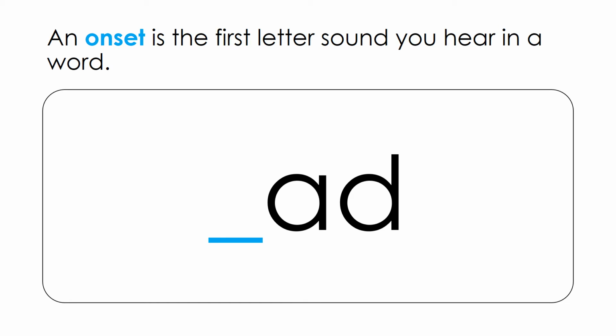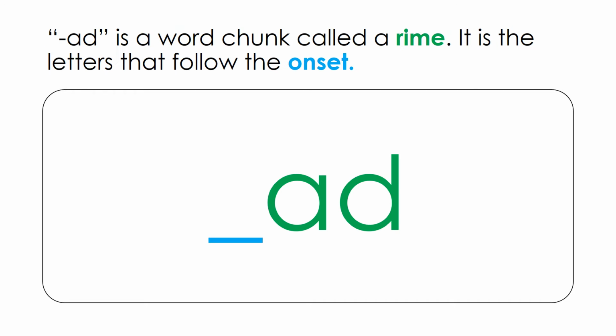An onset is the first letter sound you hear in a word. Add is a word chunk called a rhyme. It is the letters that follow the onset. Let's practice.